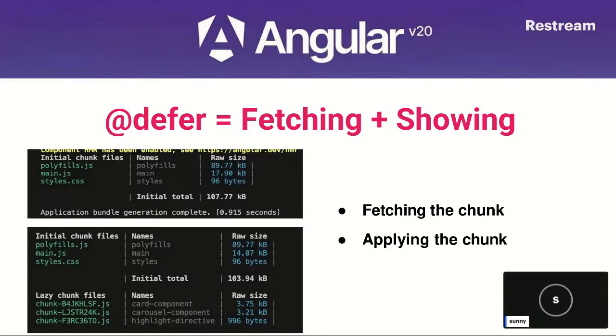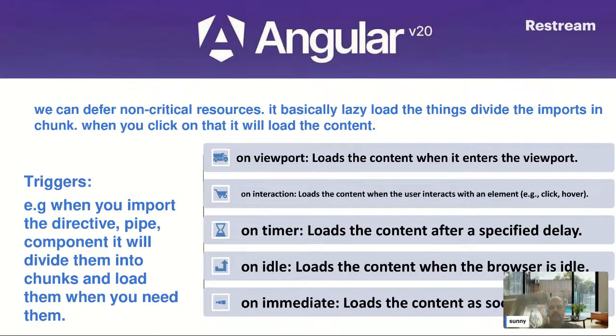So it will divide our code into multiple chunks. If you see here, previously it was only polyfills, main and styles, but now if you load the things, it will divide them into lazy-loaded chunks. I will give you an example. I will show you the code so that you can learn how you can add this, like fetching the chunk and applying the chunk, and how you can achieve that.